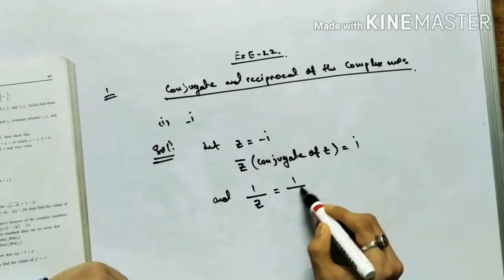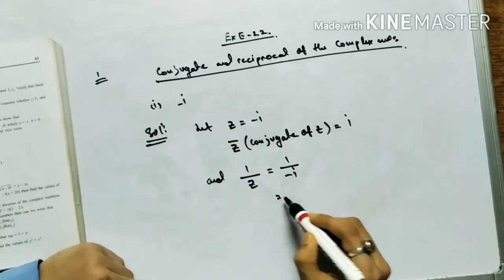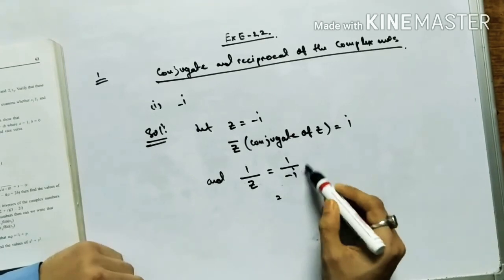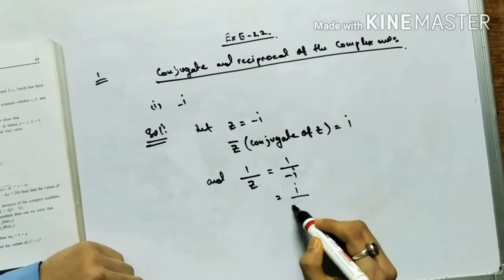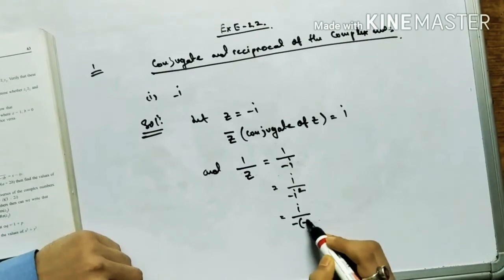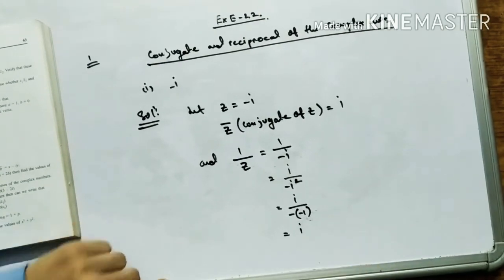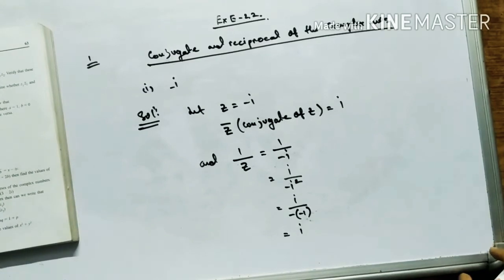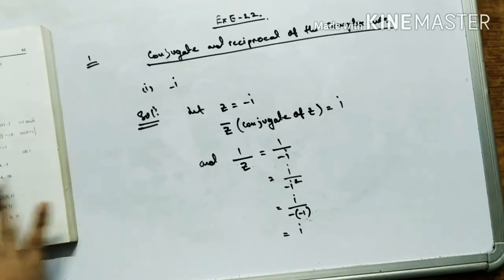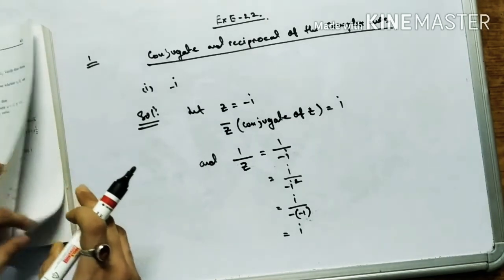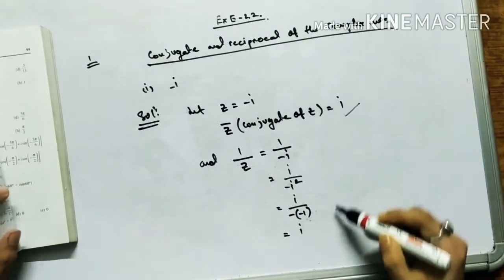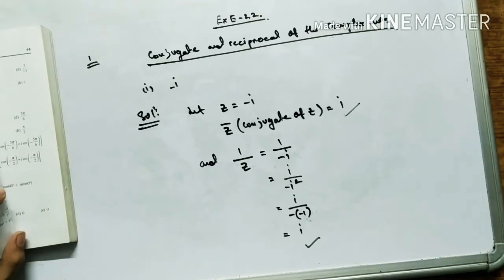1 by z will be equal to 1 by minus I. What I will do now is multiply. Since I is in the denominator, I will multiply both sides by I. So I will get minus I square, which ultimately is I by minus 1. So 1 by z will be equal to I. Let me check the back answer. Exercise 2.2, question number 1, I. Conjugate is I, and 1 by z is also I.